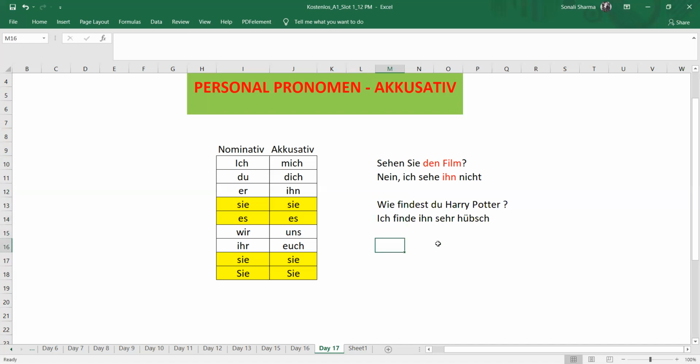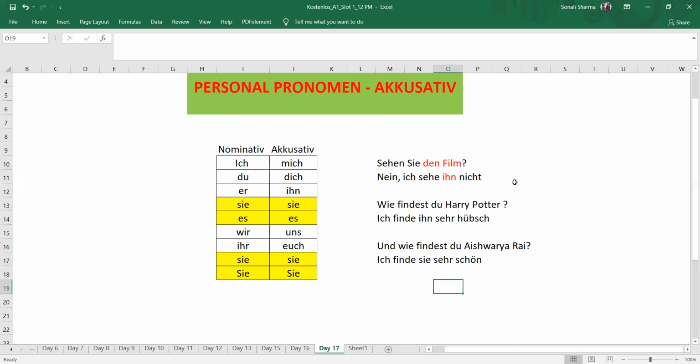Okay. So next is, if we are going to continue with the question, und wie findest du Aishwarya Rai? And my answer is, I find her very beautiful. So ich finde sie. Now why is it sie? Because this is a she form. So ich finde sie sehr schön. Sehr schön. So ich finde sie sehr schön.